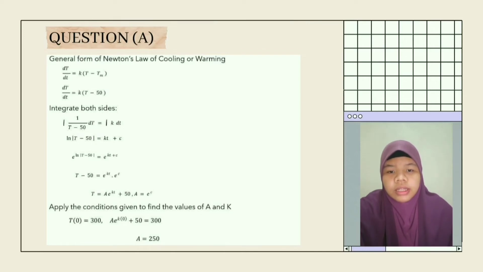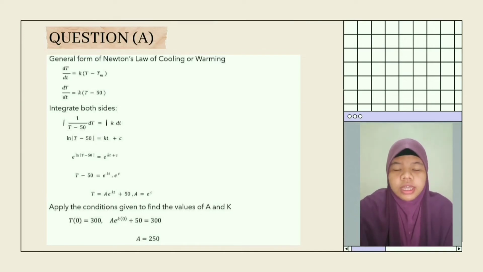Then we integrate both sides. So we integrate 1 over (T minus 50) dT equals the integral of K dt. The final answer for T gives us the equation T equals A e to the power of Kt plus 50. Then we apply the given conditions to find the values of A and K. Substitute time equals 0 and temperature equals 300 into the equation. So the equation will be A e to the power of K times 0 plus 50 equals 300. So A equals 250.